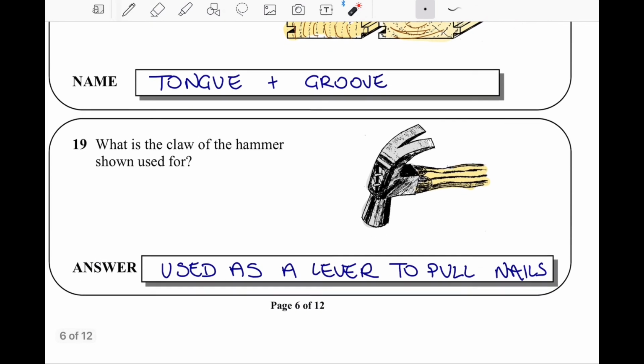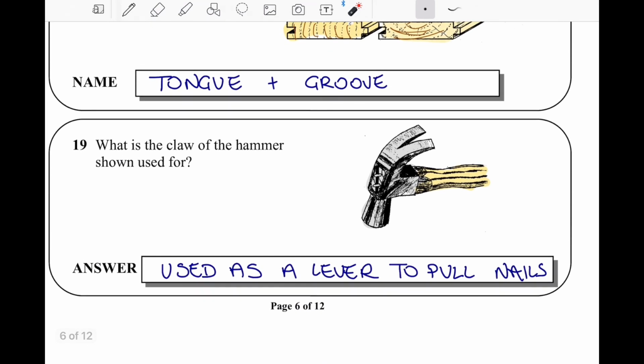All right, next one is the claw hammer. Okay, so what's the claw hammer used for? Well, it's used kind of as a lever to pull nails. So you would use it to take nails out of timber. And basically that's what it's for, the claw hammer.